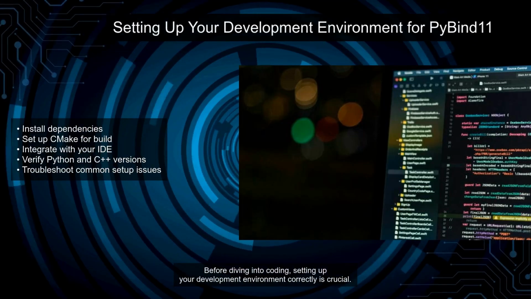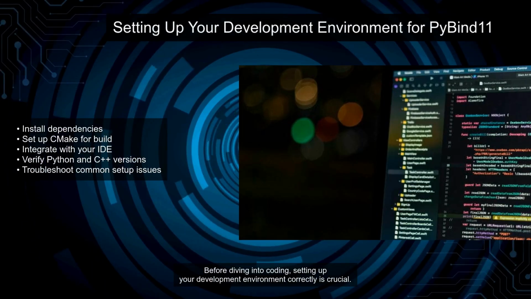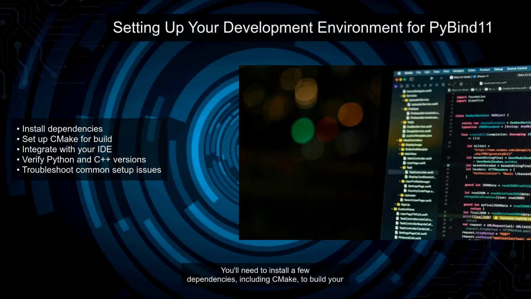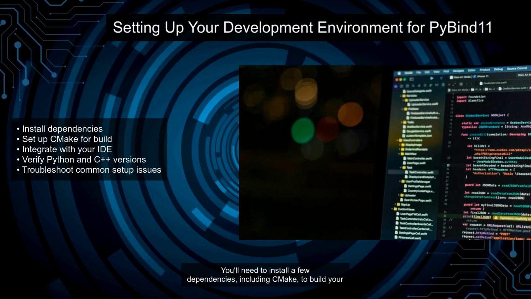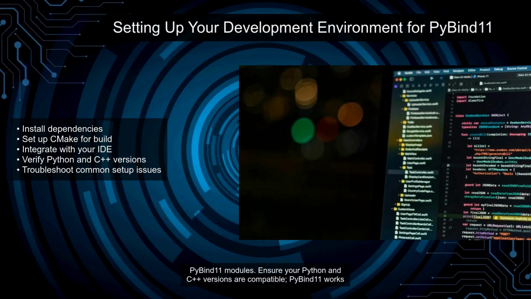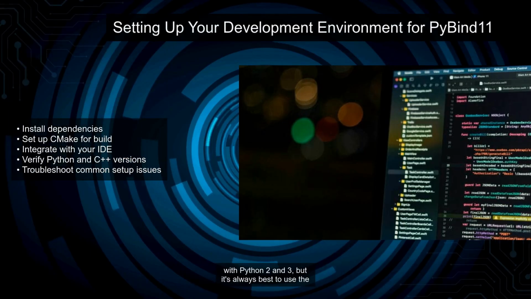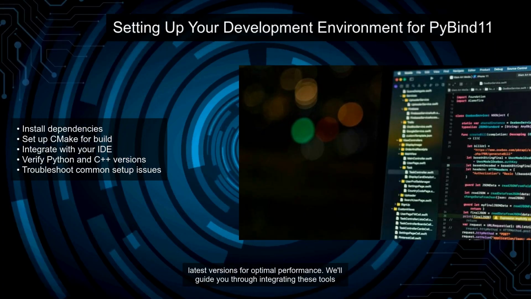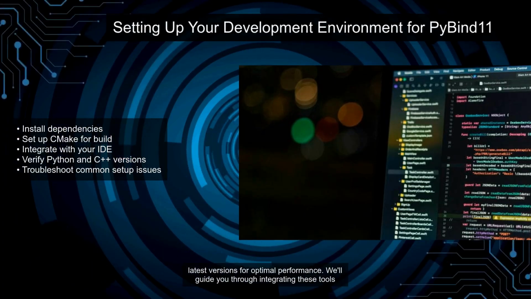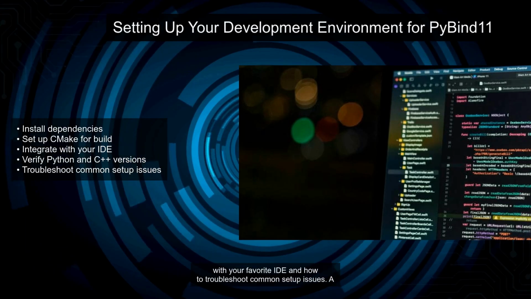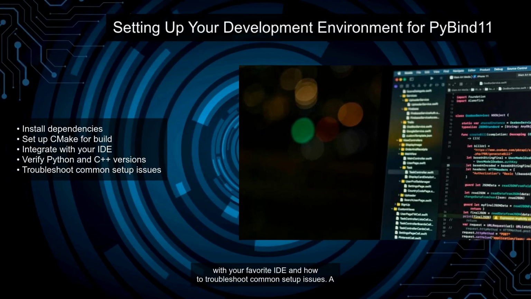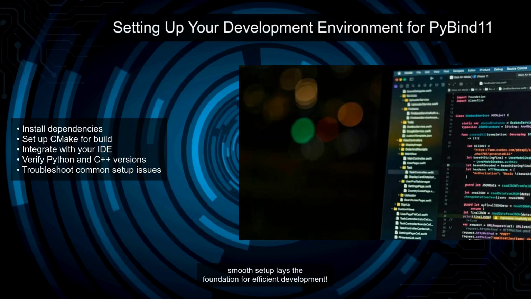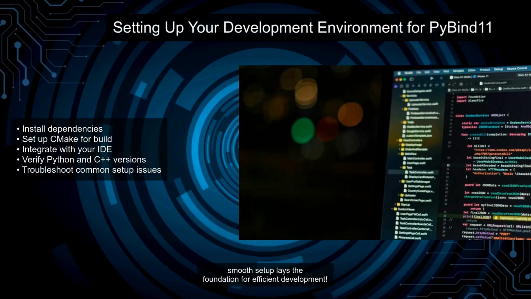Before diving into coding, setting up your development environment correctly is crucial. You'll need to install a few dependencies, including CMake, to build your PyBind11 modules. Ensure your Python and C++ versions are compatible. PyBind11 works with Python 2 and 3, but it's always best to use the latest versions for optimal performance. We'll guide you through integrating these tools with your favorite IDE and how to troubleshoot common setup issues. A smooth setup lays the foundation for efficient development.